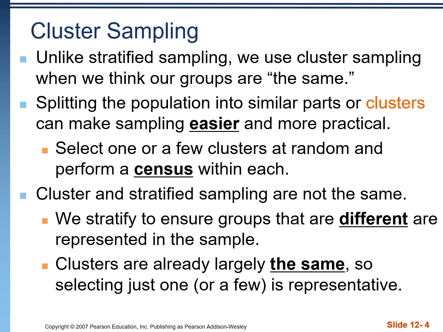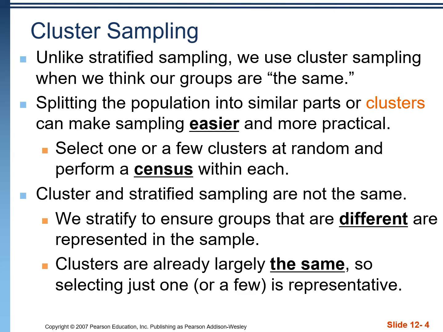When we use cluster sampling, that also involves us splitting our population into groups. But unlike stratified sampling, the reason we use cluster sampling is because we think that our groups are essentially the same. In the last example, we were talking about how men and women were different with respect to what we were sampling. With cluster sampling, it would be something like grades 10, 11, and 12 all feel the same about some issue, so we don't have to sample all of them. We can just pick one.